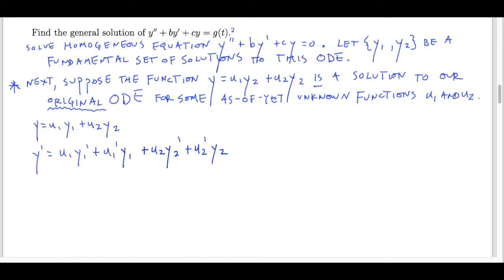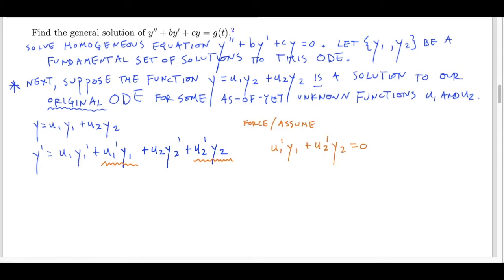So this is starting to be a mess. Here's where I'm going to impose an additional restriction on u1 and u2 that will simplify this process and will yield a second equation that we can use in the system that we want to solve in a bit. Specifically, here's what I'm going to do. I'm going to target these 2 terms in my derivative, u1 prime y1 and u2 prime y2, and I'm going to force the sum of those 2 terms to be 0.